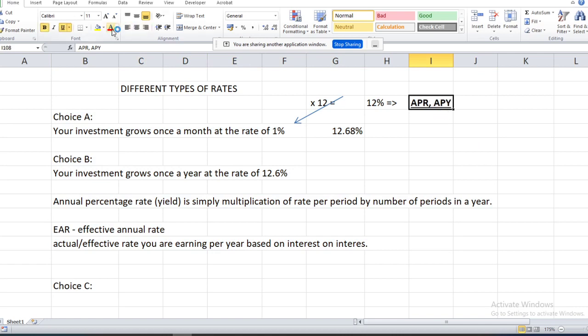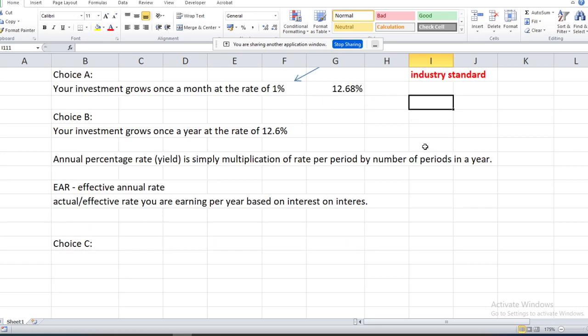Okay, and let's turn it into red, and this is the industry standard, because it's kind of easy to understand this one, and to avoid any kind of confusion. In most countries of the world, whenever the banks or the credit card companies or any kind of other investment companies advertise any rates, they must advertise APR or they must advertise APY, not any kind of other rates. Okay, so there it is.